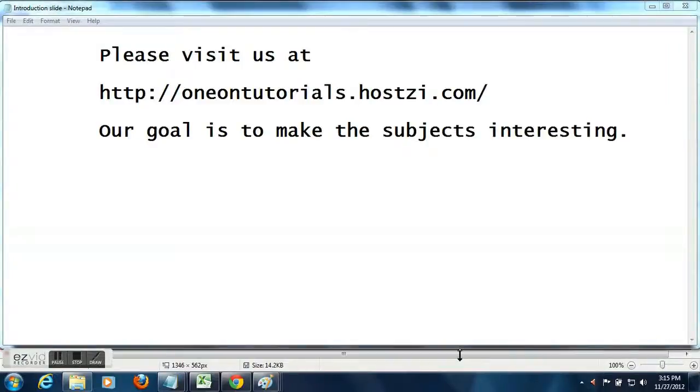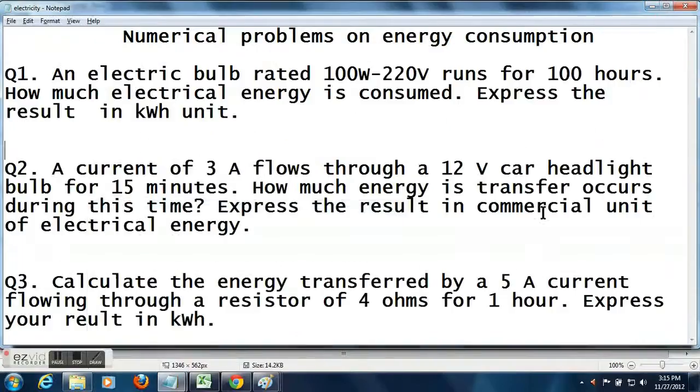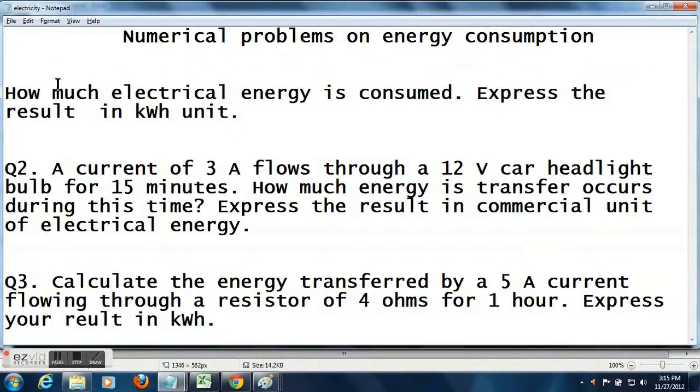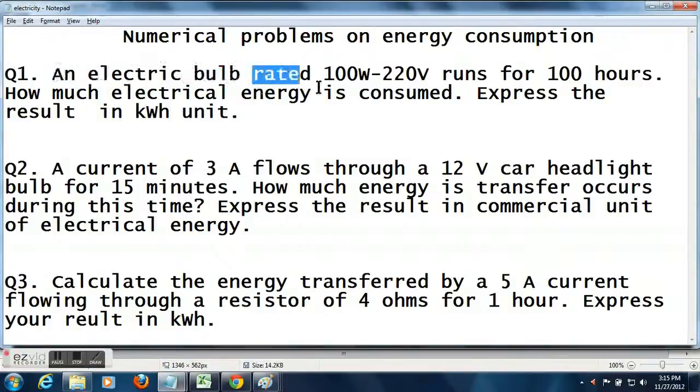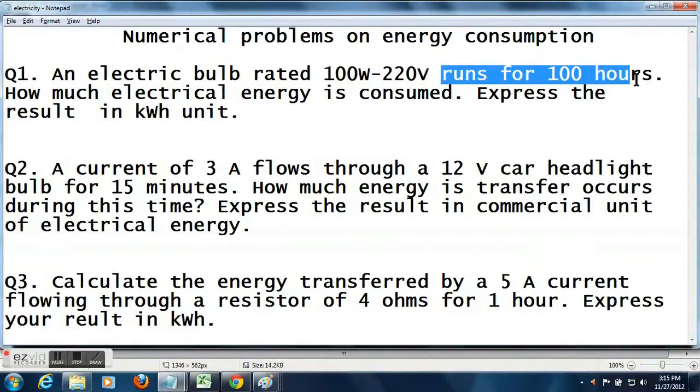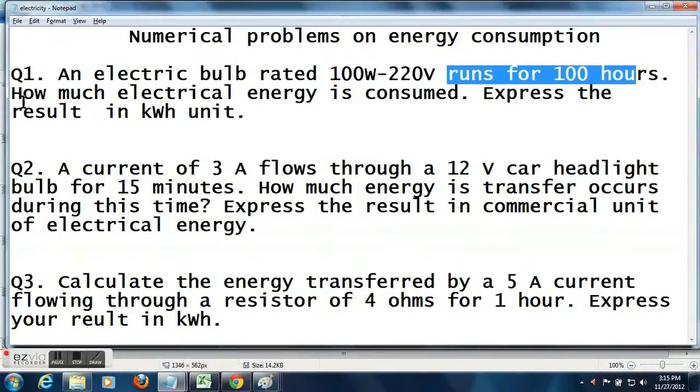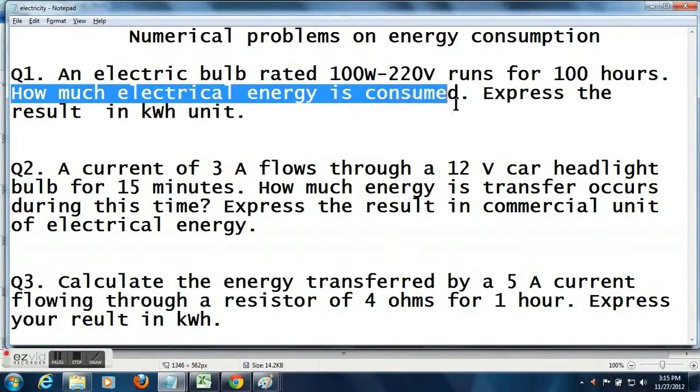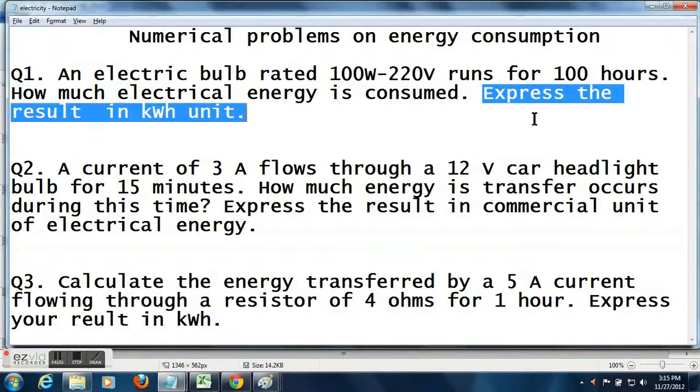In this tutorial, I am going to discuss a few numerical problems on energy consumption. The first problem. An electrical bulb rated 100 watt 220 volt runs for 100 hours. How much electrical energy is consumed? Express the result in kilowatt hour unit.